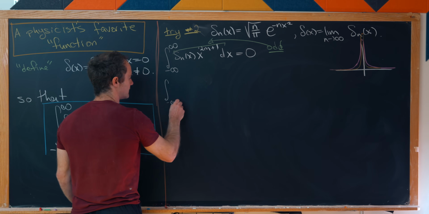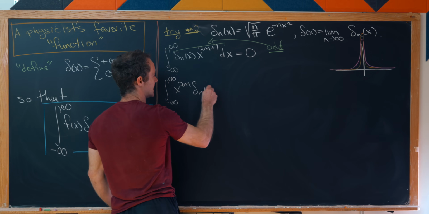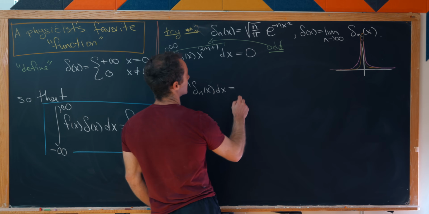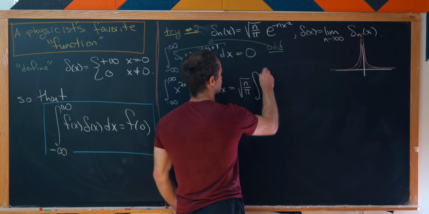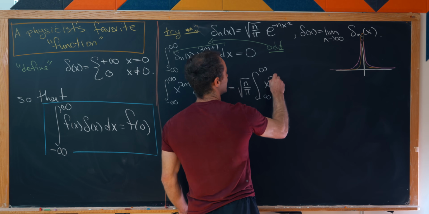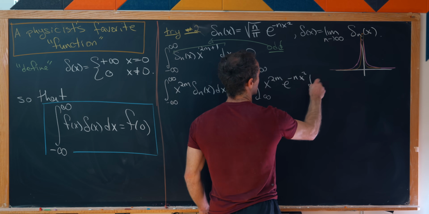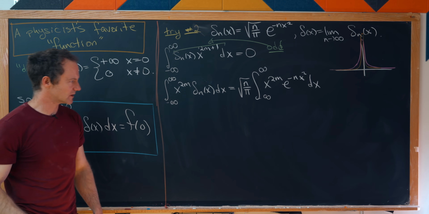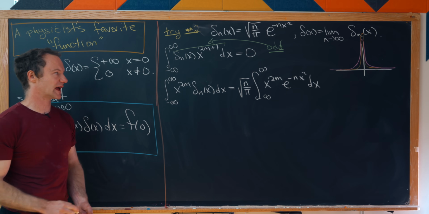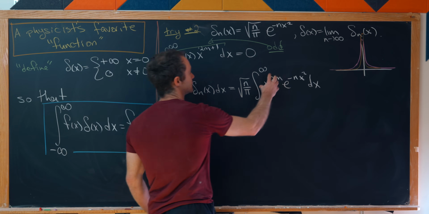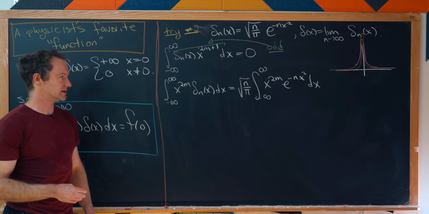So let's do the integral from minus infinity to infinity of x to the 2m delta n x dx. So that's going to give us the square root of n over pi times the integral from minus infinity to infinity of x to the 2m times e to the minus n x squared dx. Okay. Now there's a couple of ways to calculate this. Notice this looks fairly similar to the Gaussian integral. In fact, if m is equal to 0, this is really similar to the Gaussian integral, and that's what we'll actually use at the end.